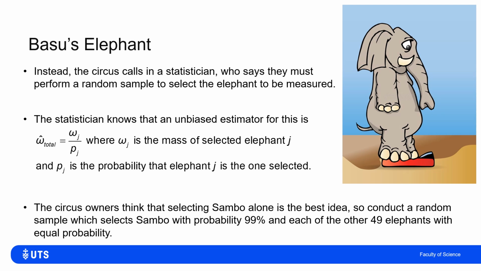Now, the circus owner knows that they now have an unbiased estimator, and they think that picking Sambo's the best idea. So they've got to do some randomization, but they decide that what they will do is they will pick Sambo with probability 99%, and with probability 1%, they'll pick one of the other 49 elephants, each with equal probability. So the circus owners are thinking, well, I'm close to definitely going to pick a really representative elephant to put into my unbiased estimator, so I'll get a good estimate.